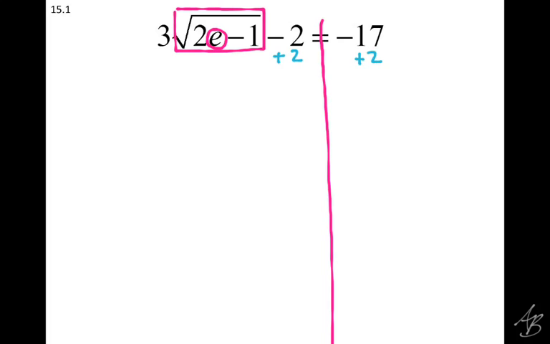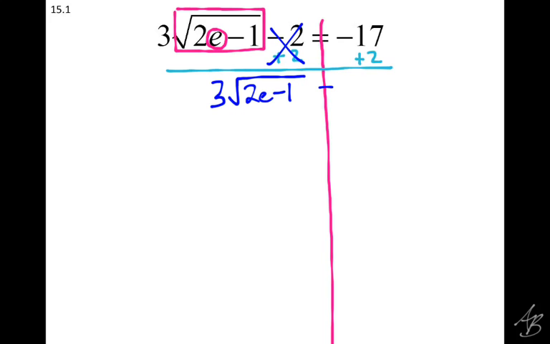All right, so we're going to add 2 on both sides. On the left side, when those 2's cancel, everything else comes down. We have 3 square root of 2e minus 1. And on the right side, what's negative 17 plus 2? So we get negative 15 here. Okay, now what? We still need to get rid of that 3 that was on the outside of the square root, so we'll divide by 3.